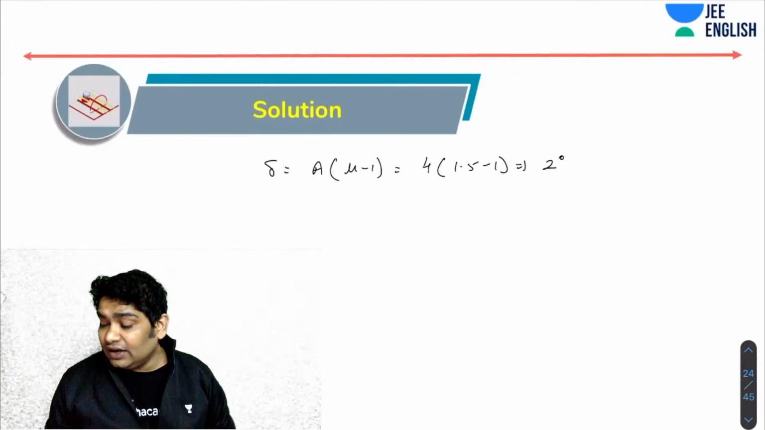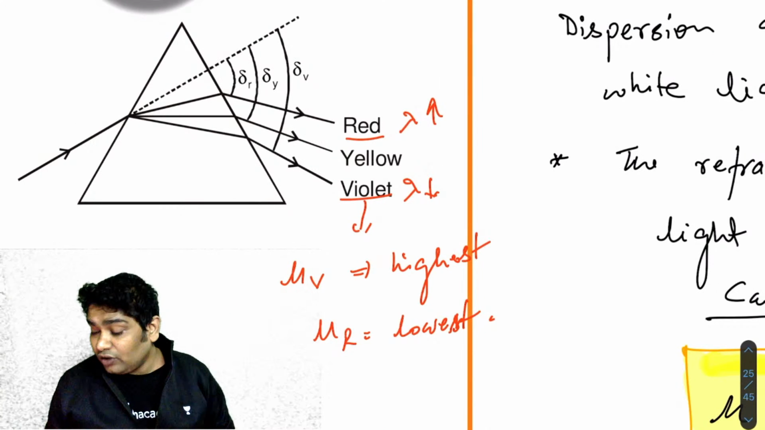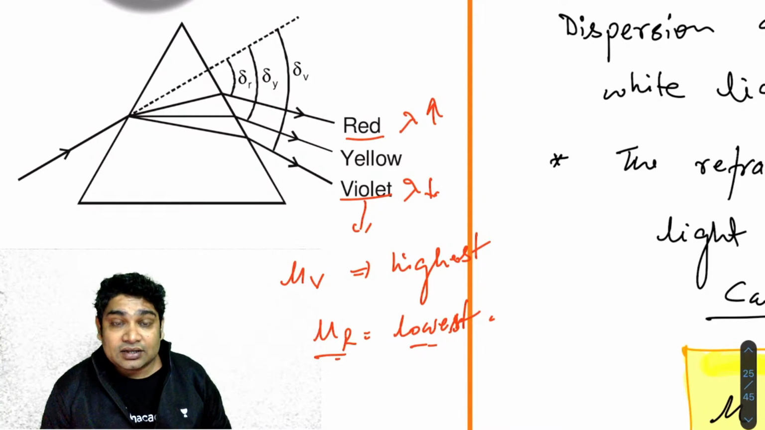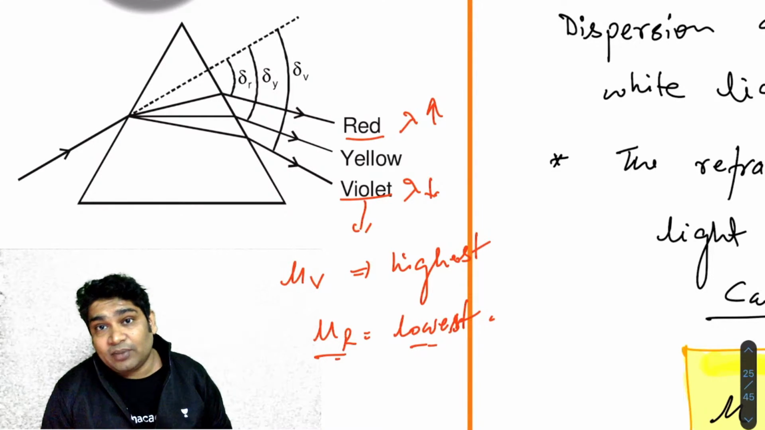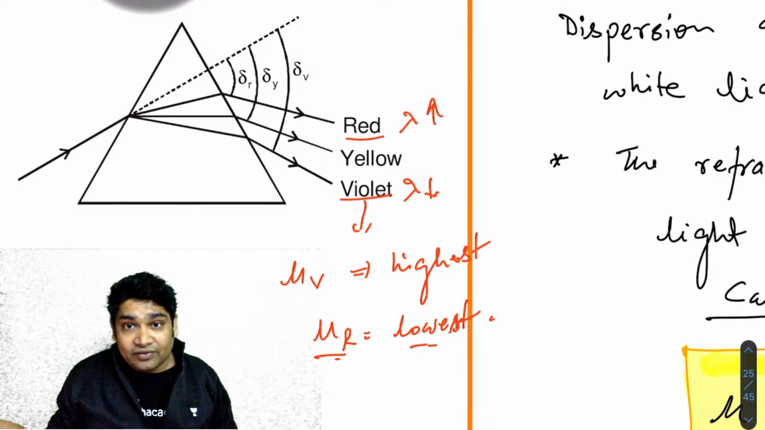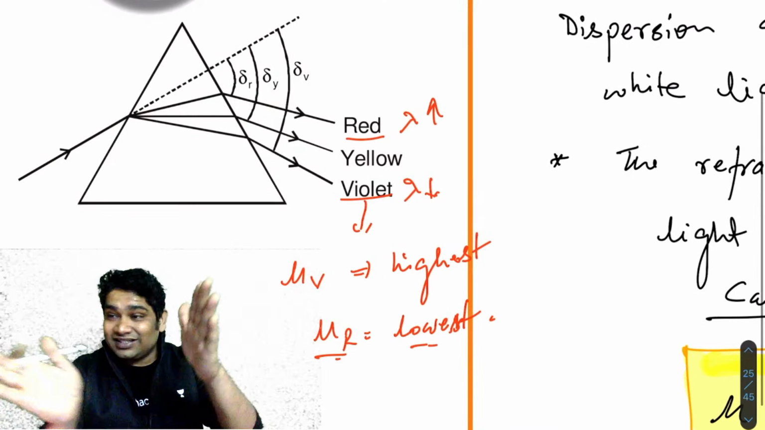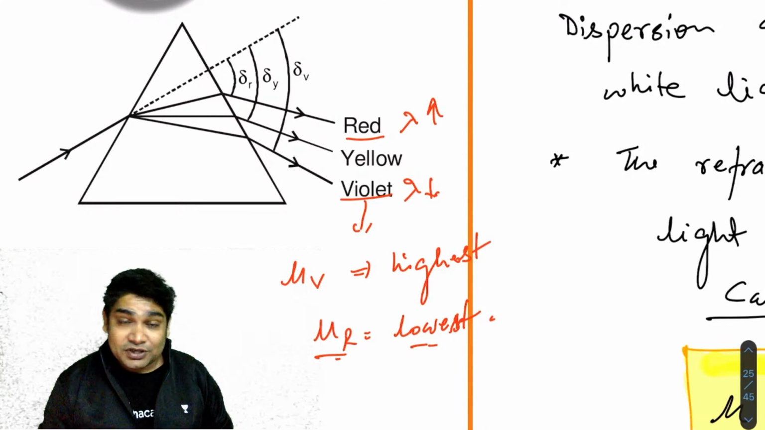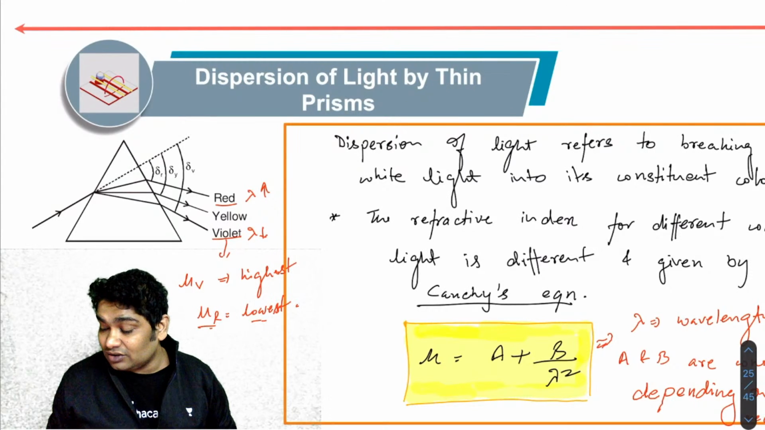So when you have a white light incident, because the mu for red is the lowest, red suffers the least amount of deviation. The violet suffers the most amount of deviation, and the average deviation is suffered by yellow light. So that is what causes dispersion of light. Different colors come out with different angles of deviation, and hence they are not parallel anymore, and that is what causes the colors to split apart. So that is the entire idea behind dispersion of light. The entire reason for dispersion is this Cauchy's equation.